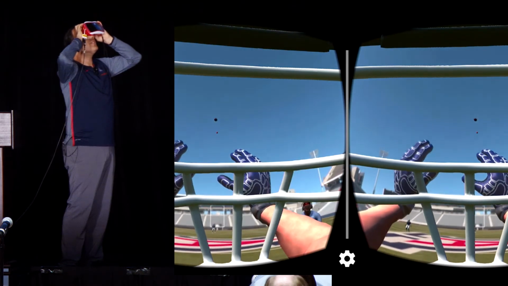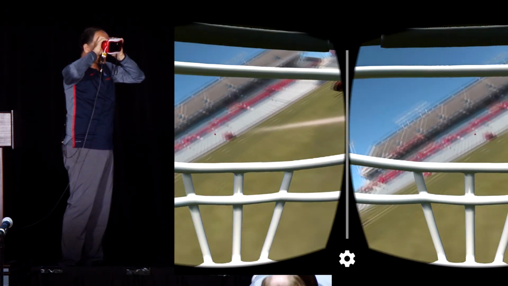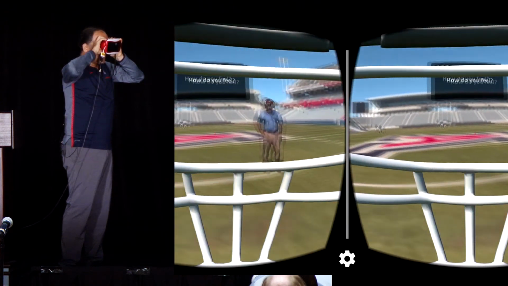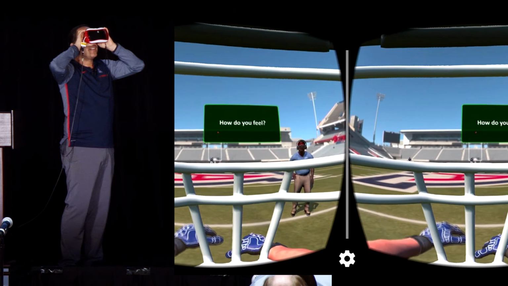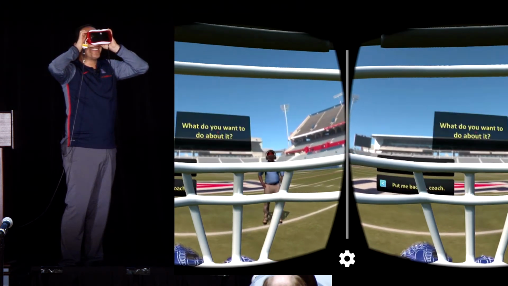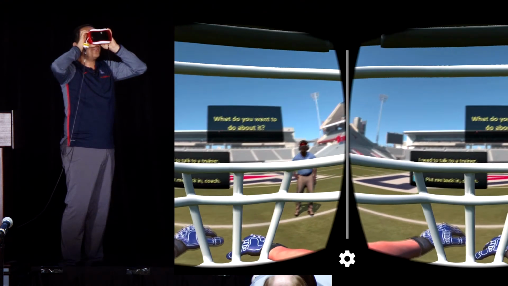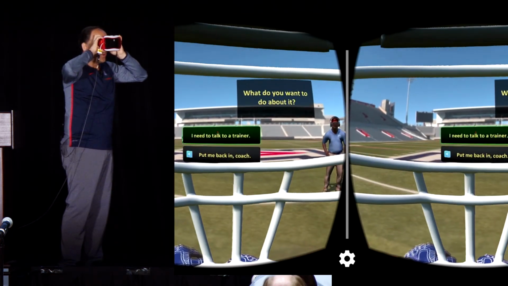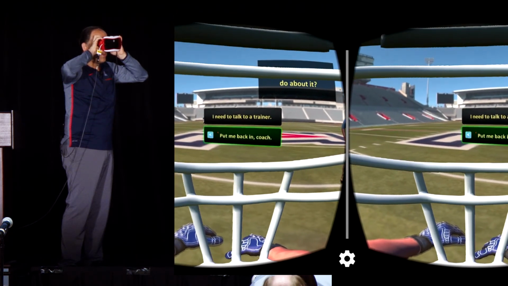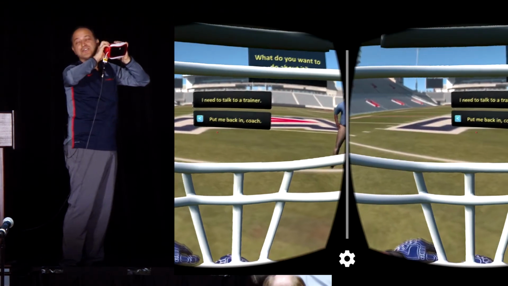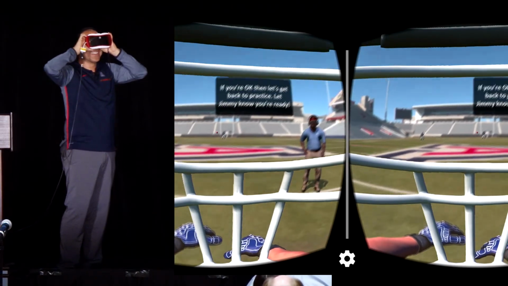Okay, I'm receiving the ball, I catch it, and okay, all right. How do I feel? I feel great. Here's the decision point. What do I want to do about it? Do I want to talk to a trainer or put me back in, coach? What should I do? Put me back in. Good decision.